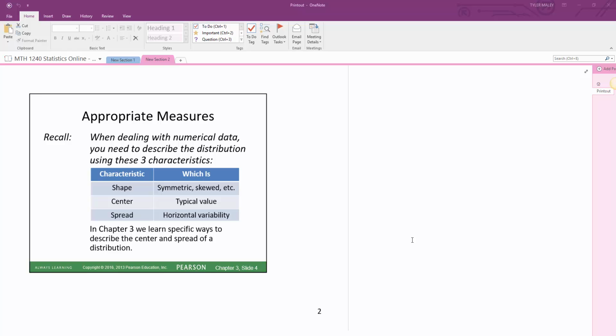Next, we want to look at center, right? So remember, when we look at center, we want to try to find the typical value. And then also the spread, which is the horizontal variability. So in chapter 3, we're going to focus specifically on center and then spread of a distribution. We're going to go more in depth in these two characteristics.